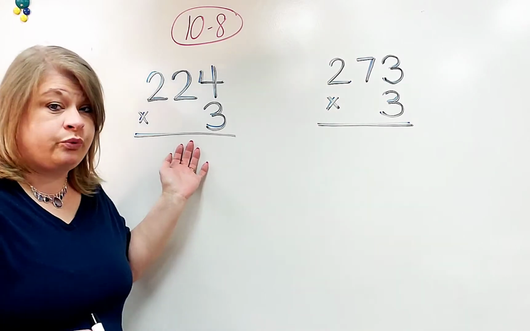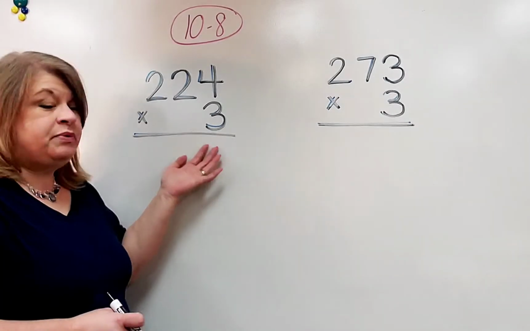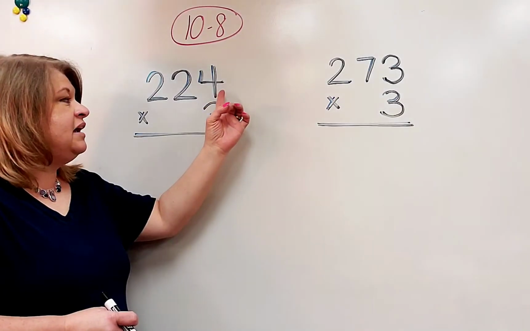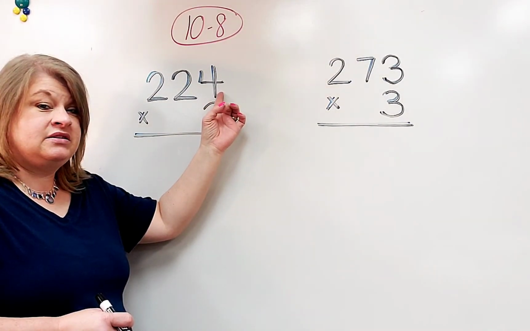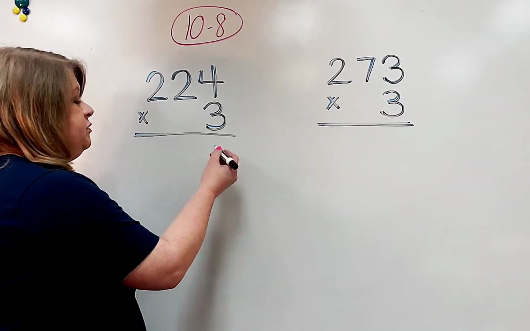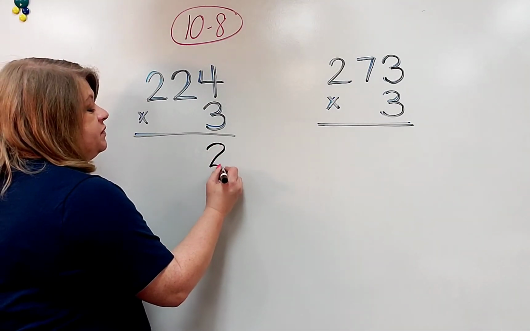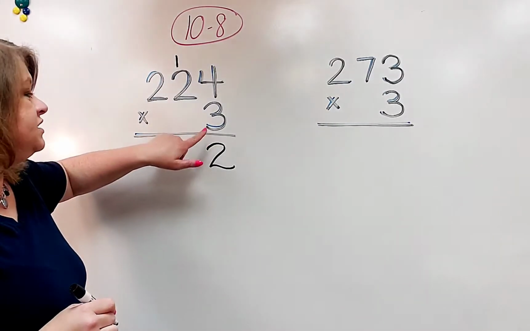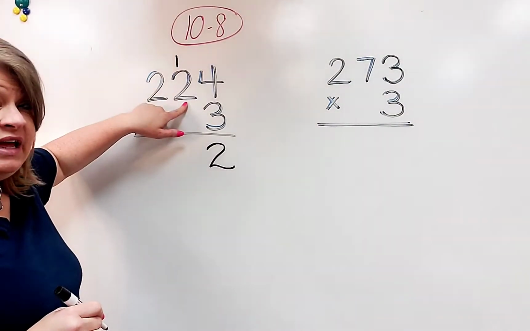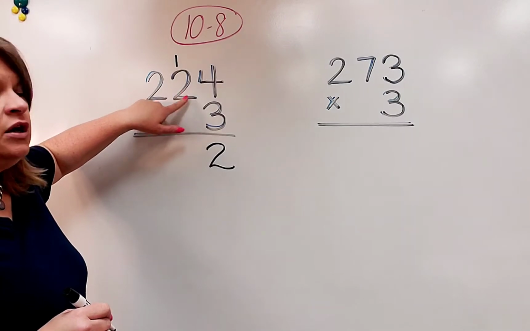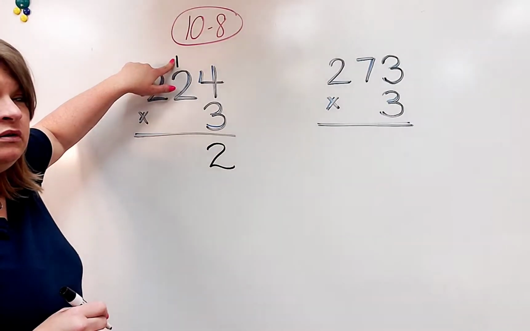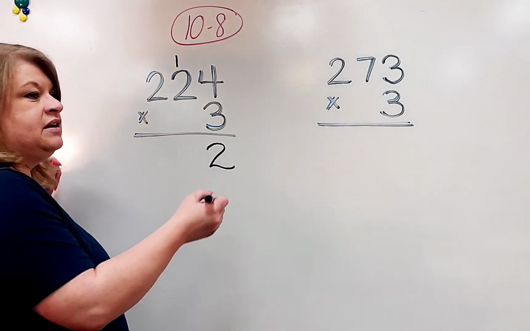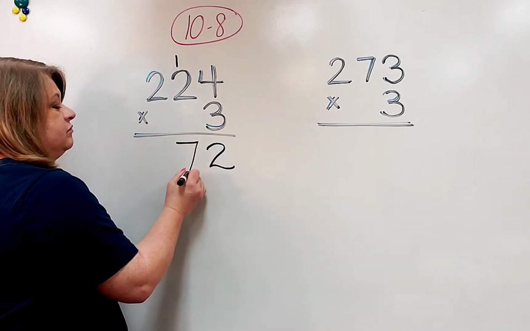224 times 3. When we multiply, we always start in our ones place. So 3 times 4 ones is 12. We're going to put our 2 down here because it's in the ones place. We're going to bring up the 1 up here, aren't we? All right, 3 times 2 tens is 6. We're going to add 1 ten to the 6 tens, and that makes 7 tens.